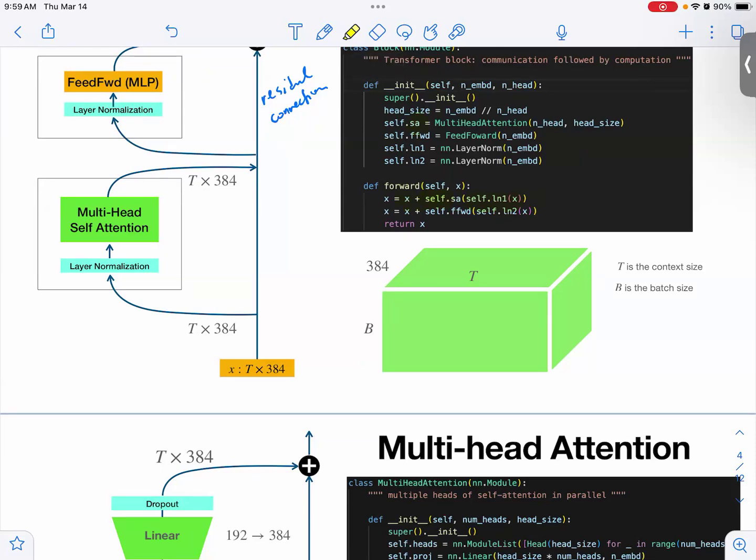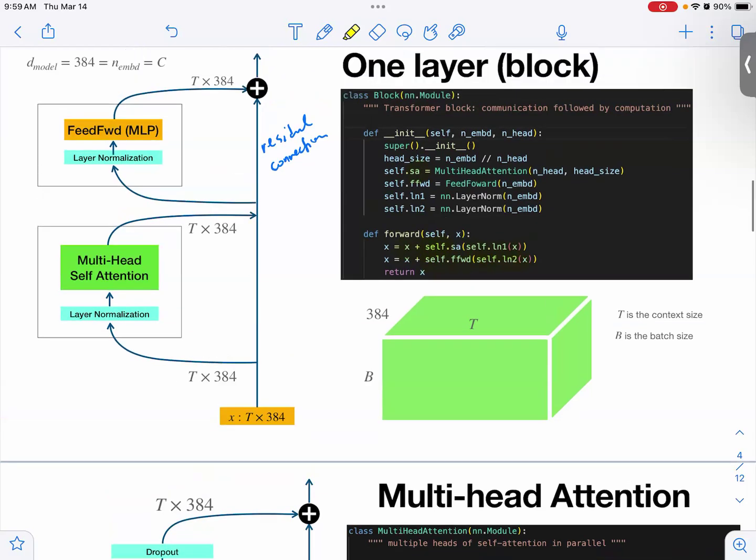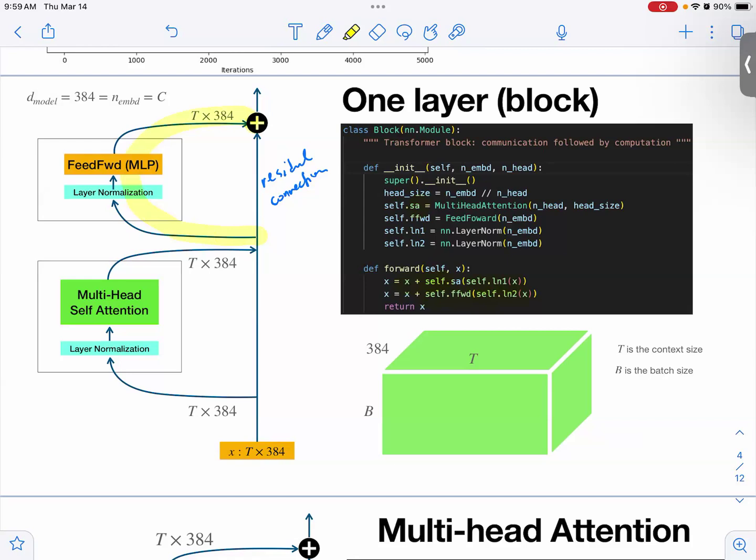You can see this residual idea. This is operating on it, and then adding back to X. I get X here, so I'm here at this point. And then apply layer norm, and then feed forward, and then add it back. So this procedure, and then we're done. Okay, so that's each one of these blocks.